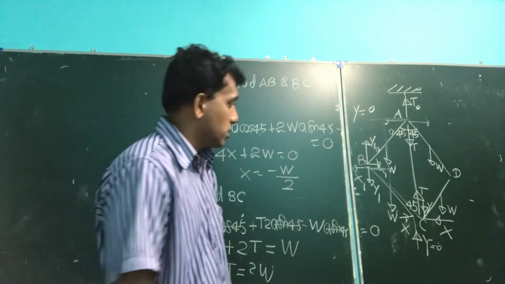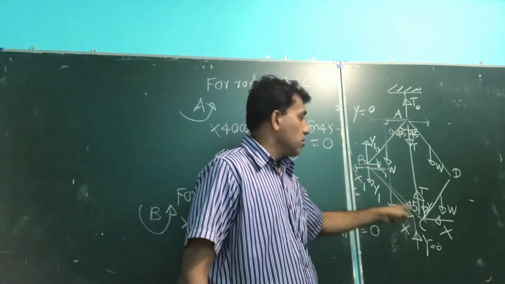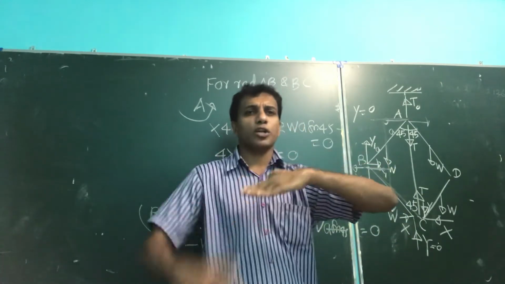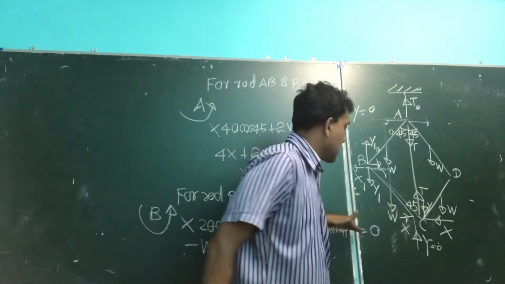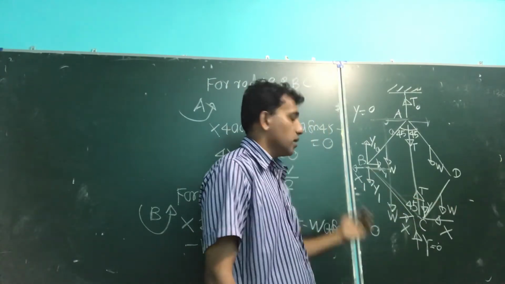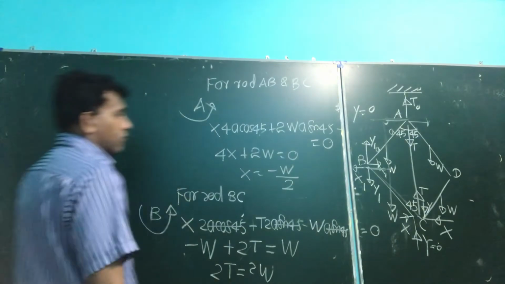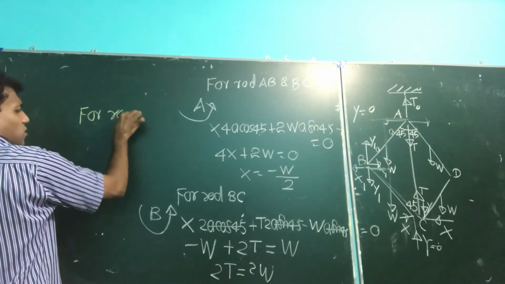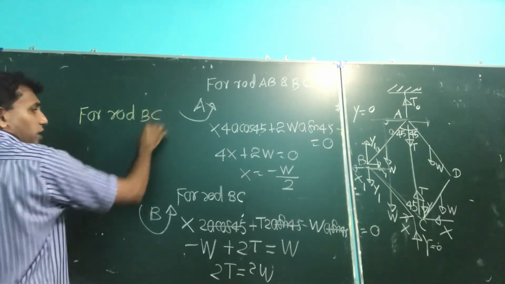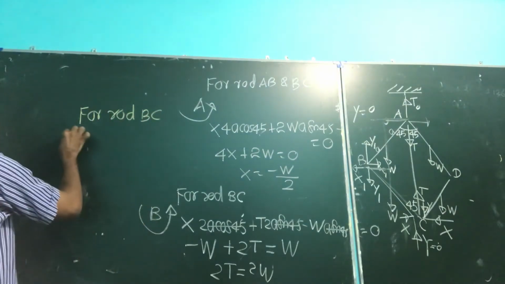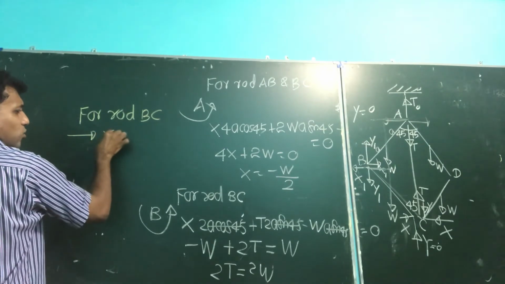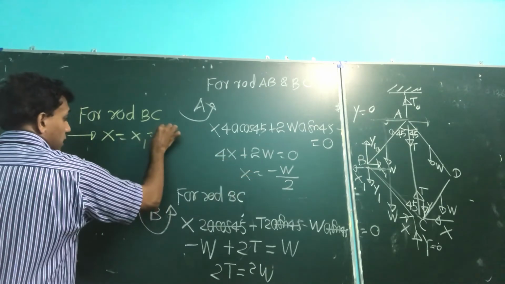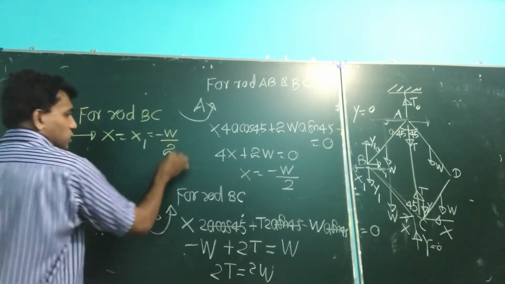The easy method: for rod BC, resolve horizontally. X there, X1 here, X equal X1. This is an important point for future knowledge. For rod BC, resolve horizontally, X equal to X1. Therefore, my answer is negative, and that also is negative, right? That is the X1 answer.